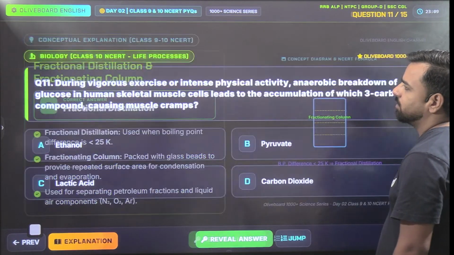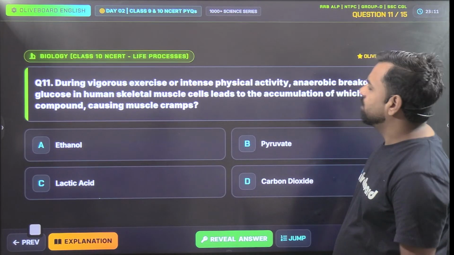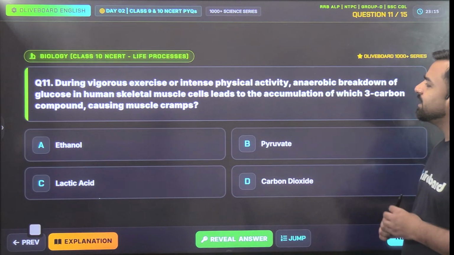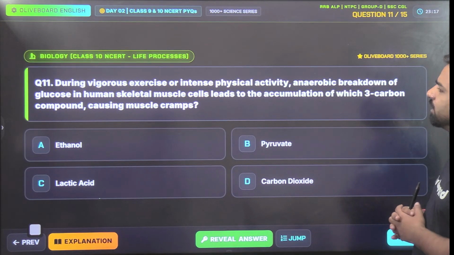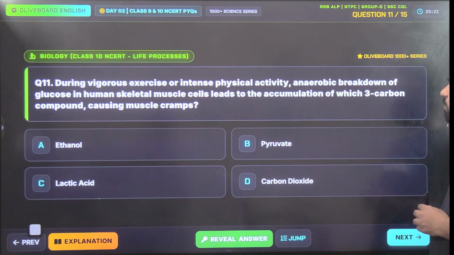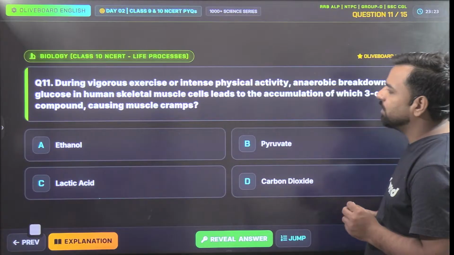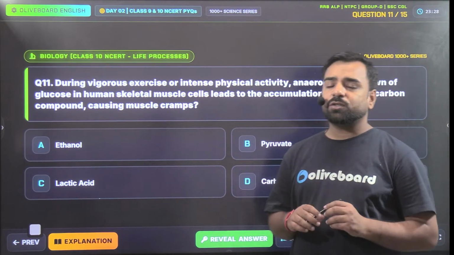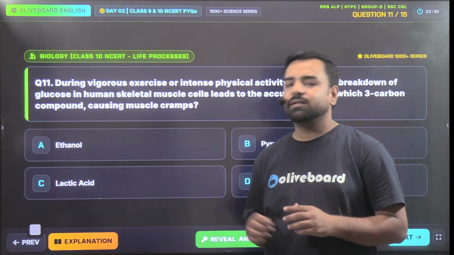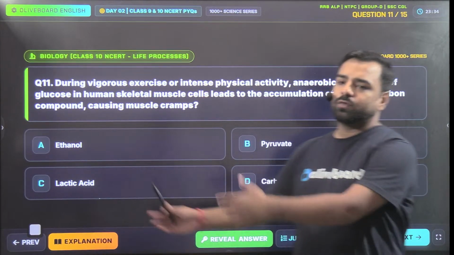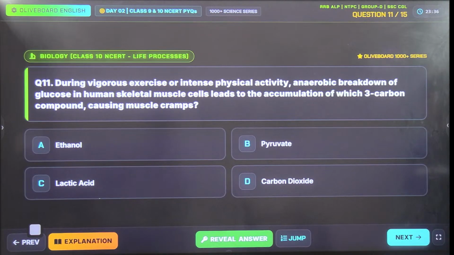Next. So that's the bio now. During vigorous exercise or intense physical activity, anaerobic breakdown of glucose in the human skeletal muscle cell leads to the accumulation of which three carbon compound causing muscle cramps? So this question is also asked in a way: which of the following acids leads to fatigue or tiredness in human beings? So what's the answer? Please answer. So what should be the correct answer, guys?